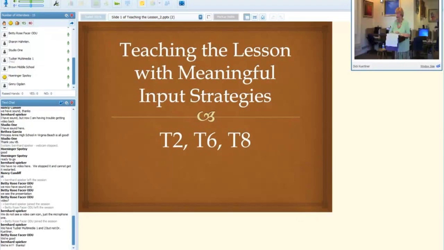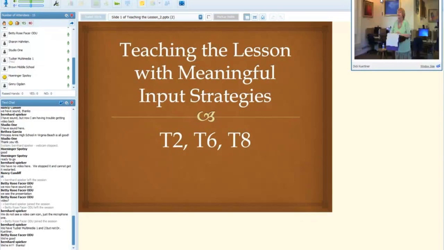When Dr. Kettner asked me to do this final session on teaching the lesson with meaningful input strategies, I know he gave me all 3 of the standards, that he had probably left me with the one that had the most material that had to be worked out. And so when we met this afternoon, I told him I wasn't sure. I was thankful he had asked me, but it was an interesting time putting it together.